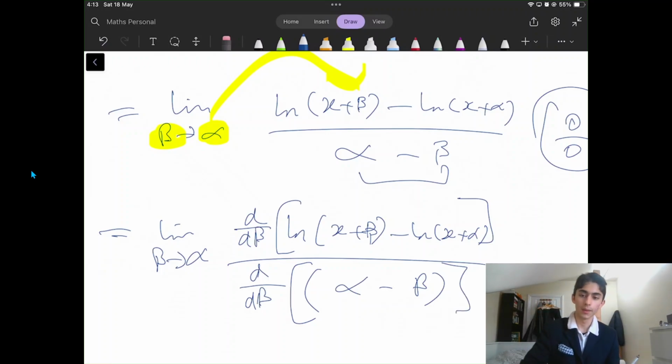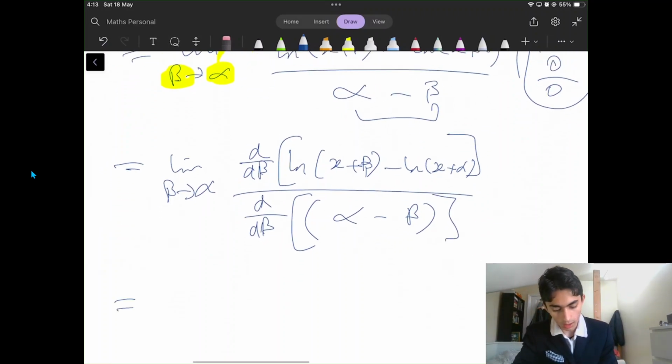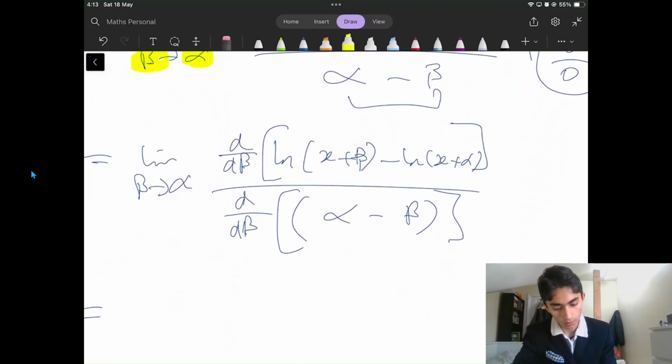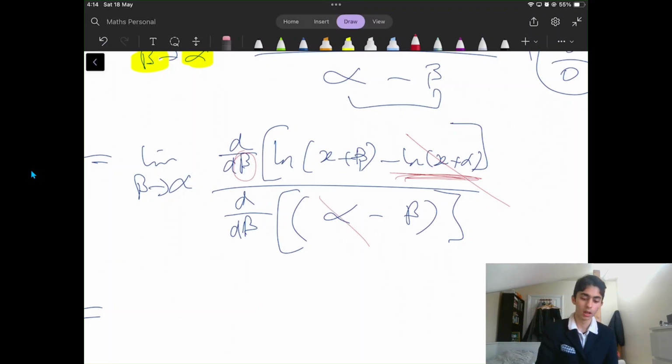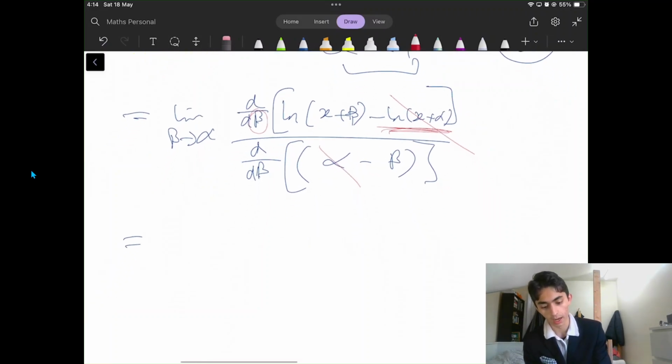Yes. Now, if you are to differentiate, first up, this natural log of x plus alpha over here, because that is not dependent on beta whatsoever. In the beta world, this is a constant, so we cross it off, it disappears, right? It's irrelevant, differentiates to 0. The same logic can be applied with the alpha on the denominator. So the alpha males have left the chat, right?